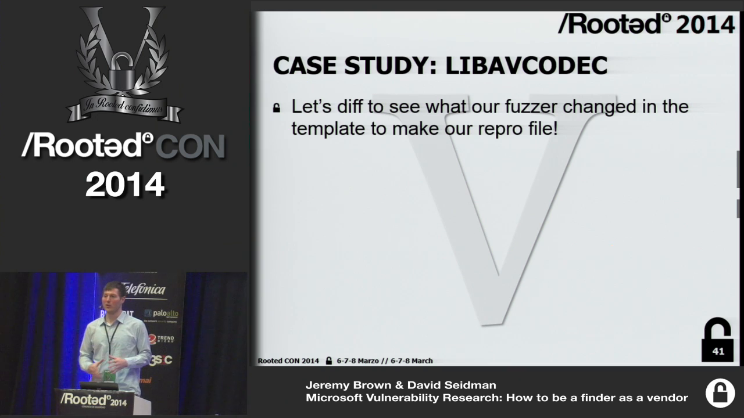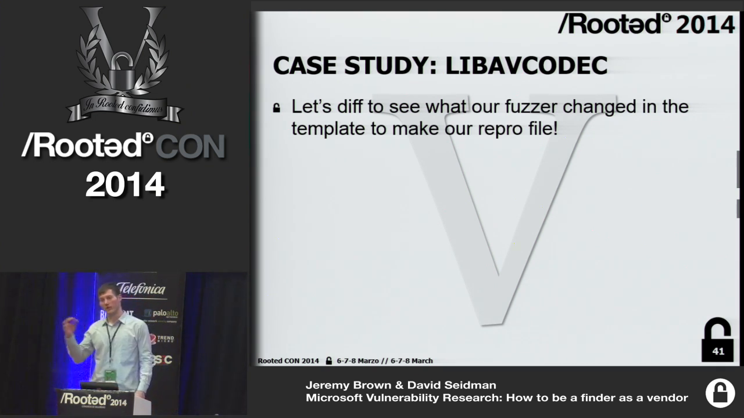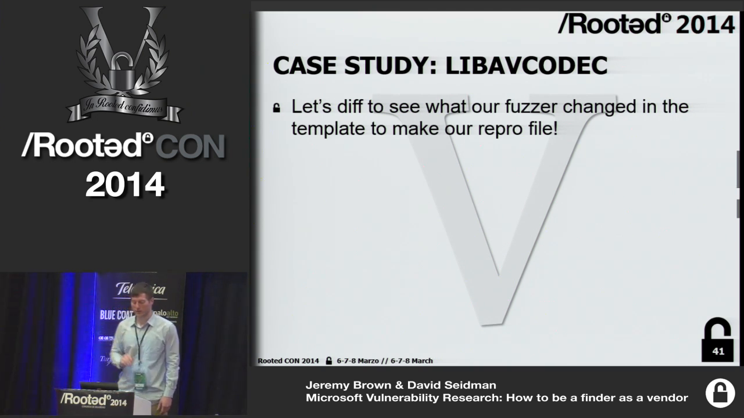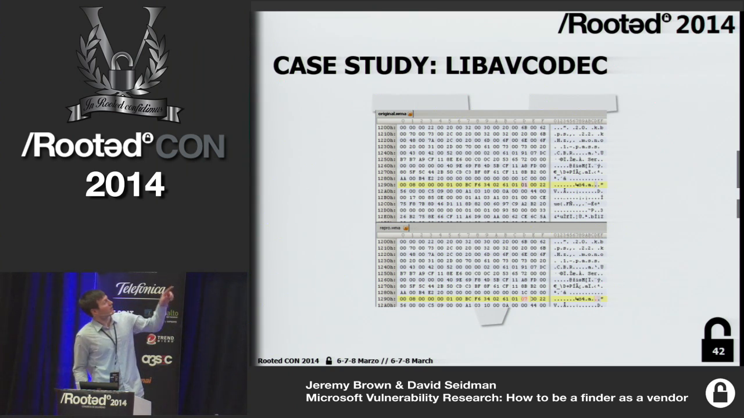That was good to know, because if we send it to VLC, now they have a crash they have to look at, and they're saying, okay, it's not in VLC, it's actually in libavcodec. Just another speed bump. Now we have to send everything to a different team and coordinate from there. So let's diff to see what the fuzzer changed between the template and the repro file. You probably can't see that well, but on the bottom example you can possibly see that it changed 01 to 07. It changed 1 byte. I don't know if it's a byte yet, but it changed 1 value.